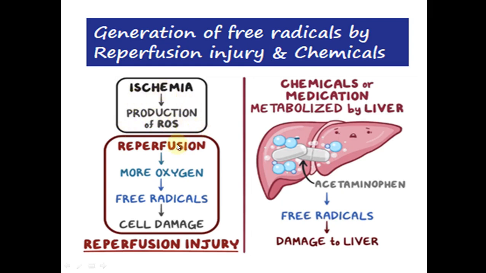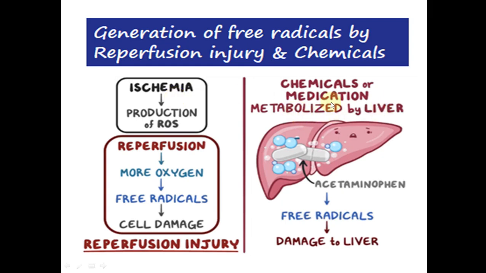But when the blood supply is re-established, which we call reperfusion, the reperfusion brings more oxygen to the tissue. We will discuss reperfusion injury in more detail in our next lecture. However, re-establishment of the blood supply brings more oxygen to the tissue, and there is excess formation of free radicals. Sometimes this damage, for example as seen in myocardial infarction and cerebral strokes, is more severe than the initial insult.